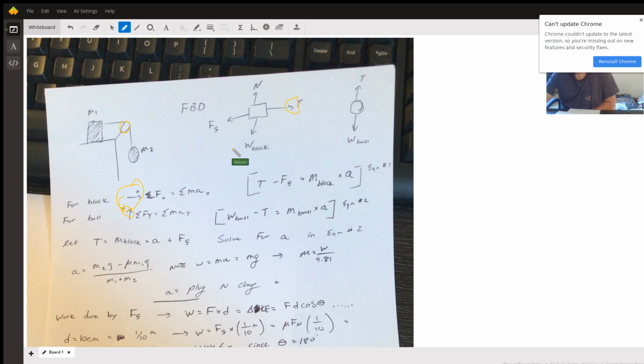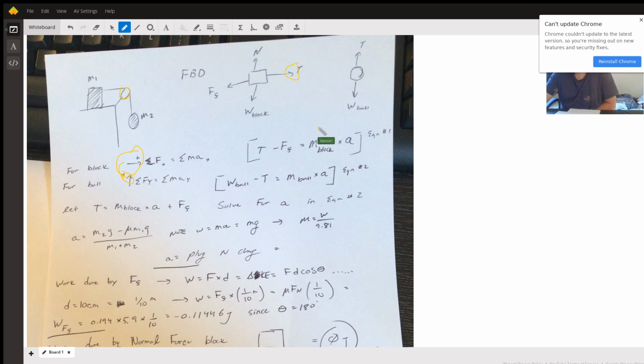That's all that matters. Here we have tension, frictional force, the normal, and the weight of the block. For the ball, only in the vertical direction do we have forces: weight and tension. So from here, we apply Newton's second law. Here we have tension minus frictional force is equal to the mass of this block times the acceleration, whereas the weight of the ball minus the tension is equal to the mass of the ball times acceleration.